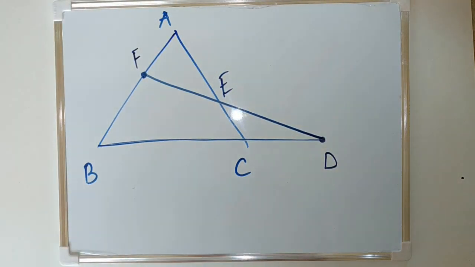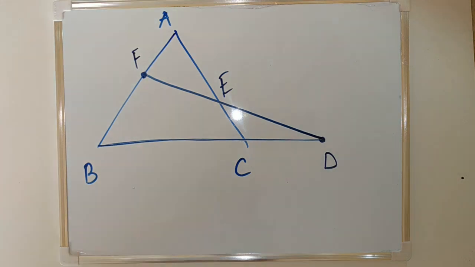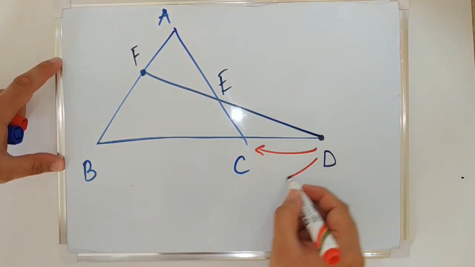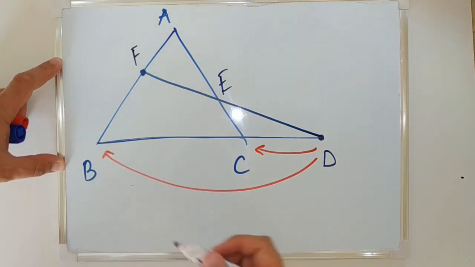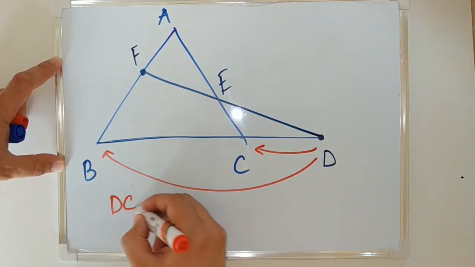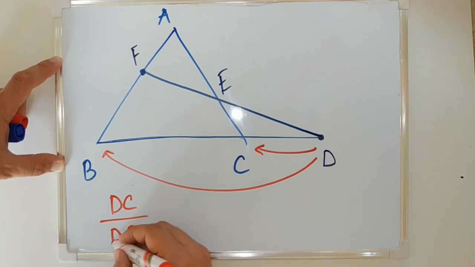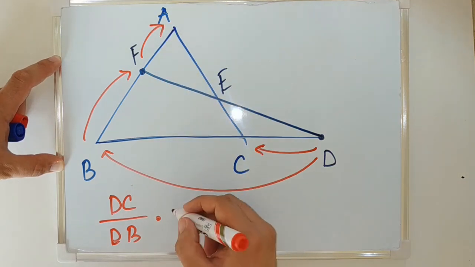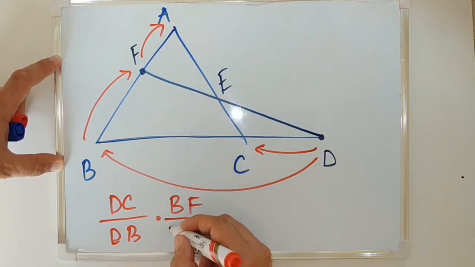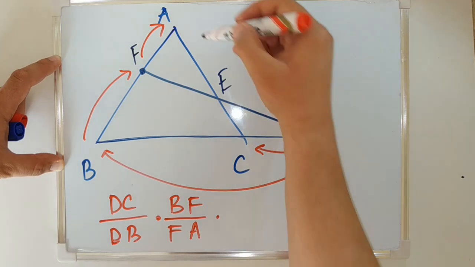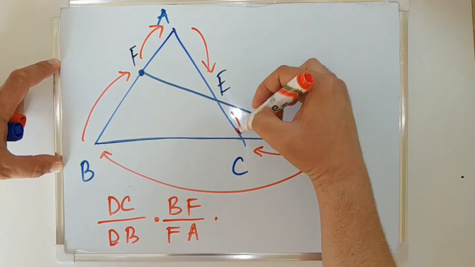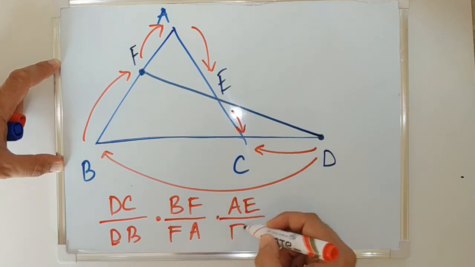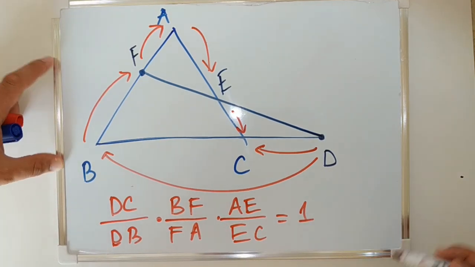So the Menelaus theorem tells us in this figure DC over DB, let me write DC over DB times BF over FA times AE over EC is equal to 1.